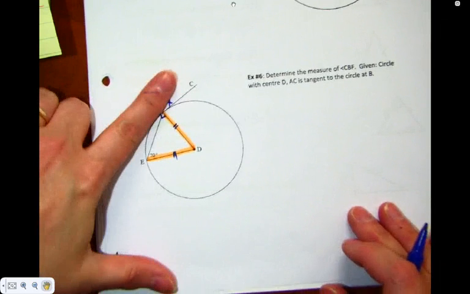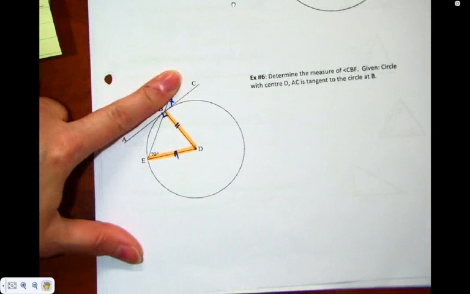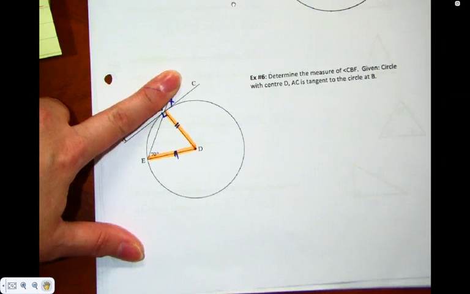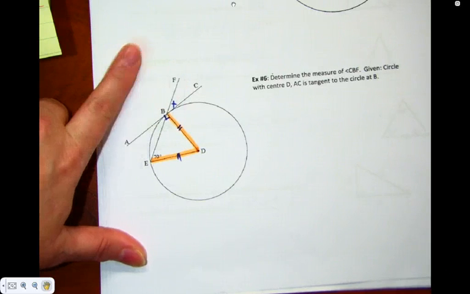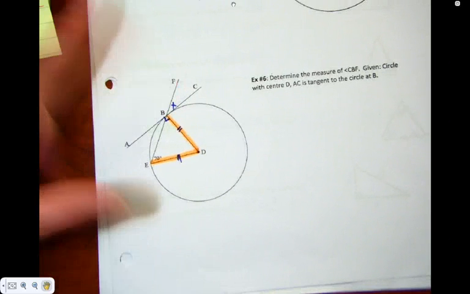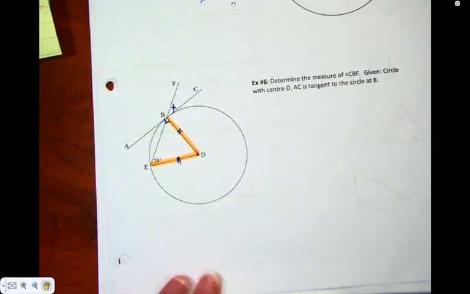If I took away the line B to F, this is exactly the same as the one above, or 1 or 2. The only difference is I've added in this one extra little line. So let's start the same way we started before. If this is 70, what else is 70?